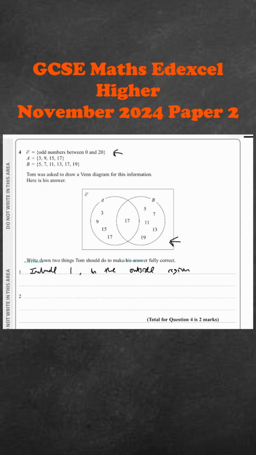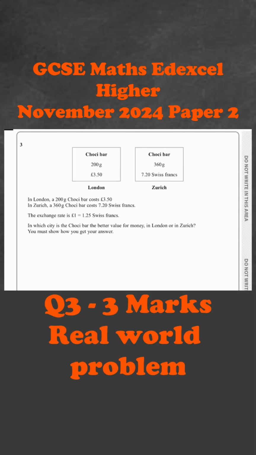The other thing he's done is he's got 17 in here twice. So 17 shouldn't be in the A circle, just in the intersection. And that's us done.